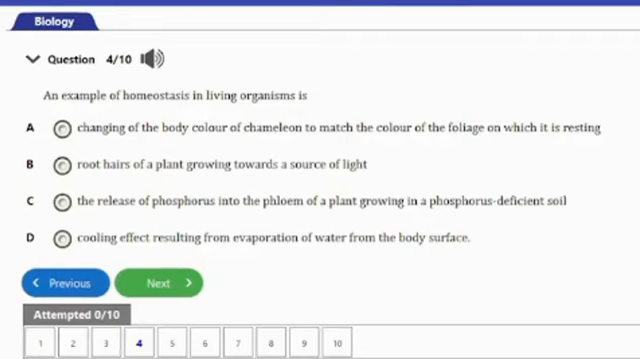So option D here is the answer to this question. An example of homeostasis here is the cooling effect resulting from the evaporation of water from the body surface. And that's it for this question. Let's go ahead and consider the next question.